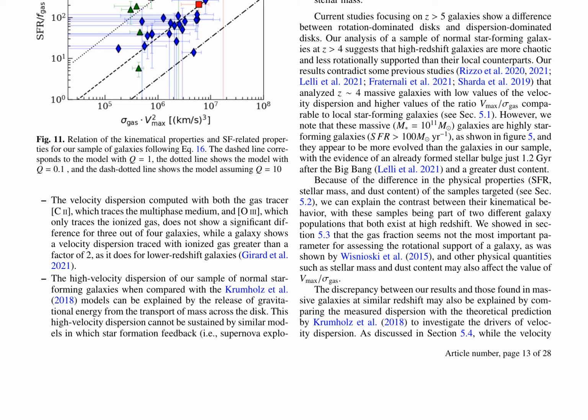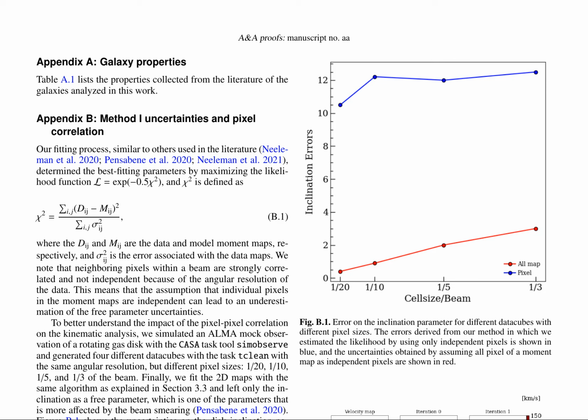The study uses a combination of observational data from ALMA and theoretical models to investigate the drivers of velocity dispersion, emphasizing the need for high-resolution observations and a higher signal-to-noise ratio to understand the evolution of velocity dispersion and rotational support of galaxies with redshift.